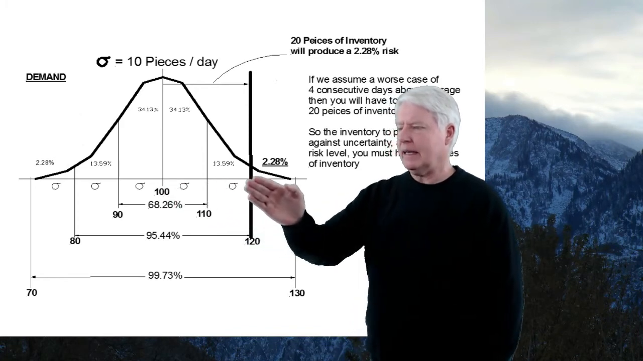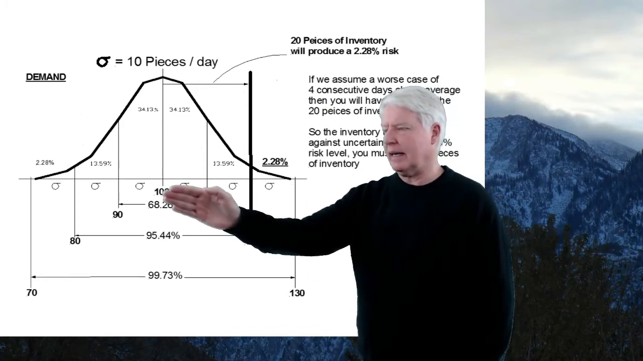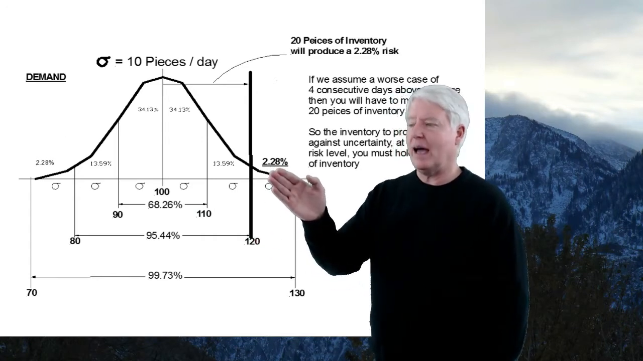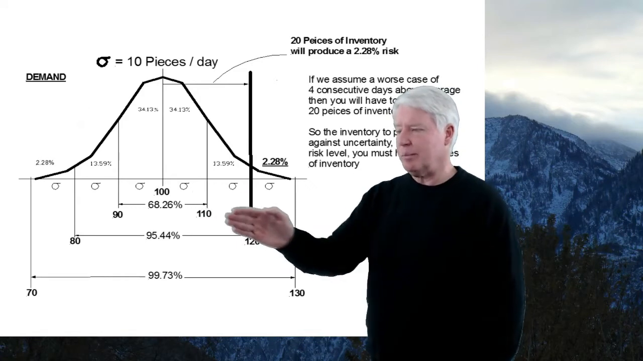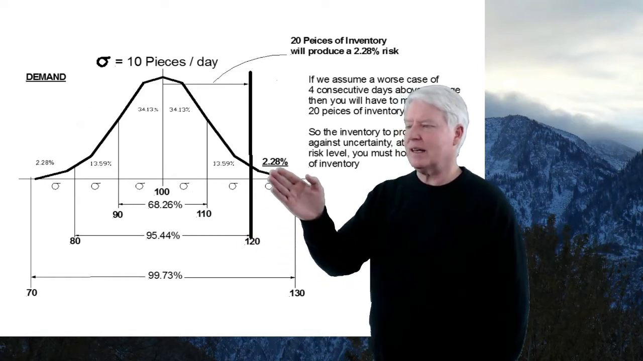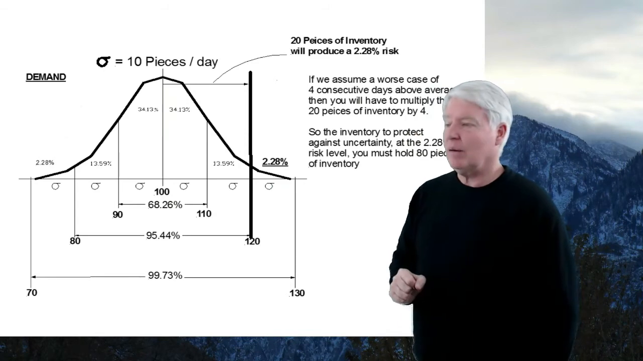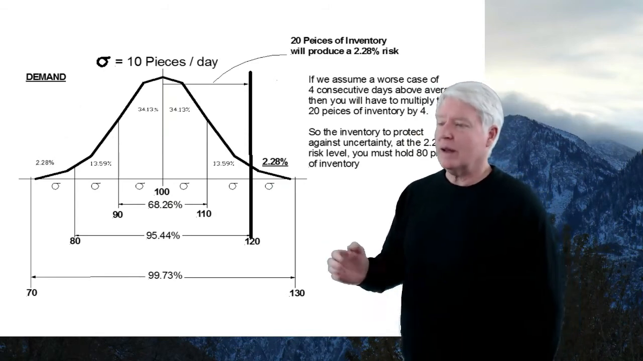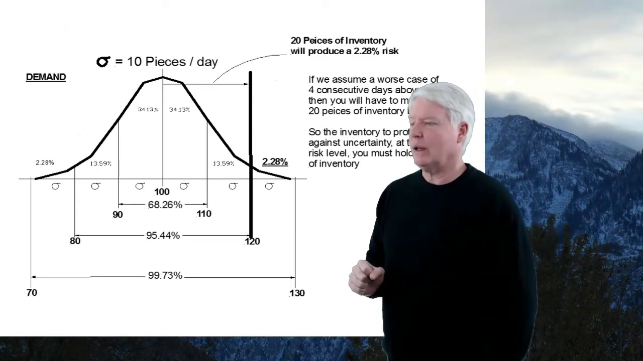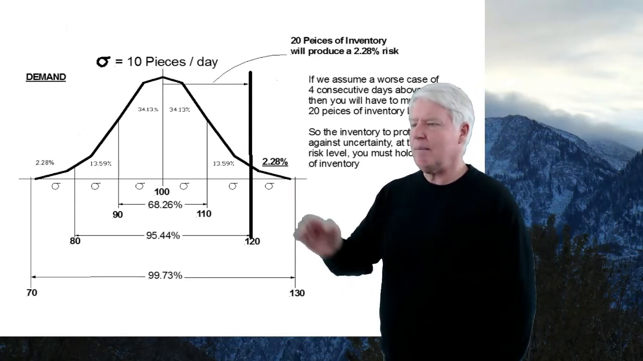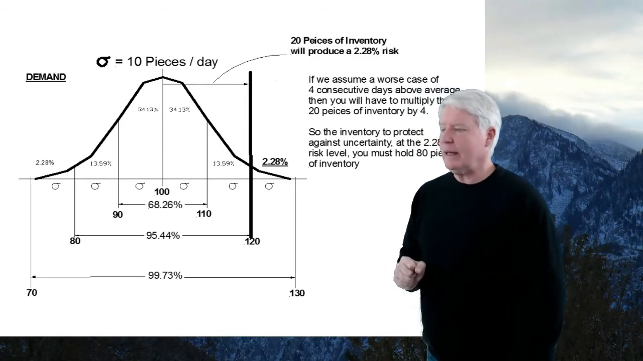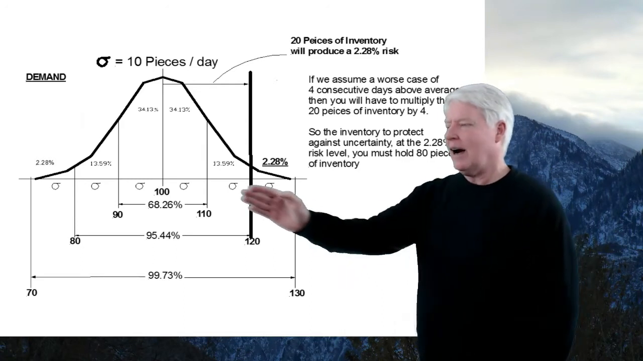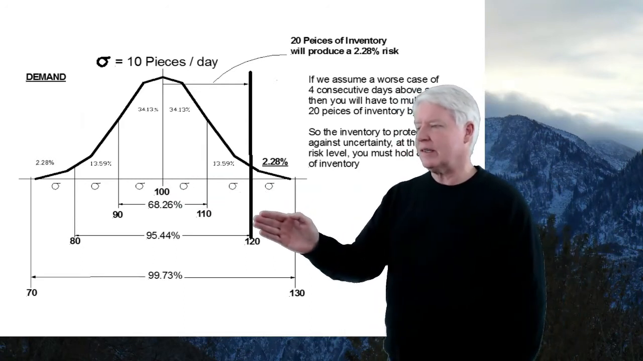Well, I need to go out 2 sigma, so what's the difference? I'm getting 100 every day, but I need another 20 to support the risk. If I put 20 additional pieces in safety stock, all of a sudden, bang, I went from 50% risk to 2.28% risk, which is what management said they were willing to take. So we're in pretty good shape here with just 20 additional pieces. So I'd order 20, but I wouldn't order 120 every day. I'd put 20 in safety stock.